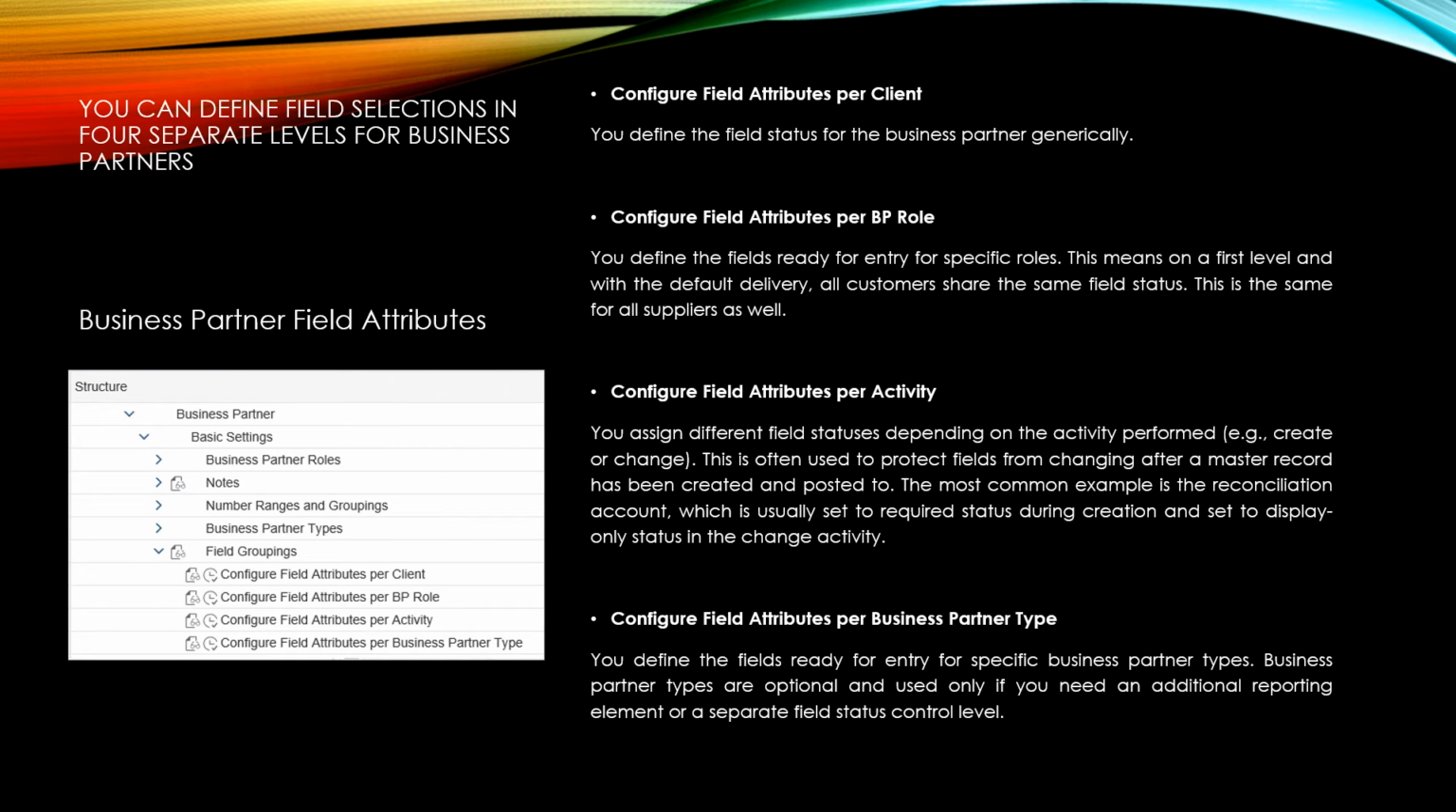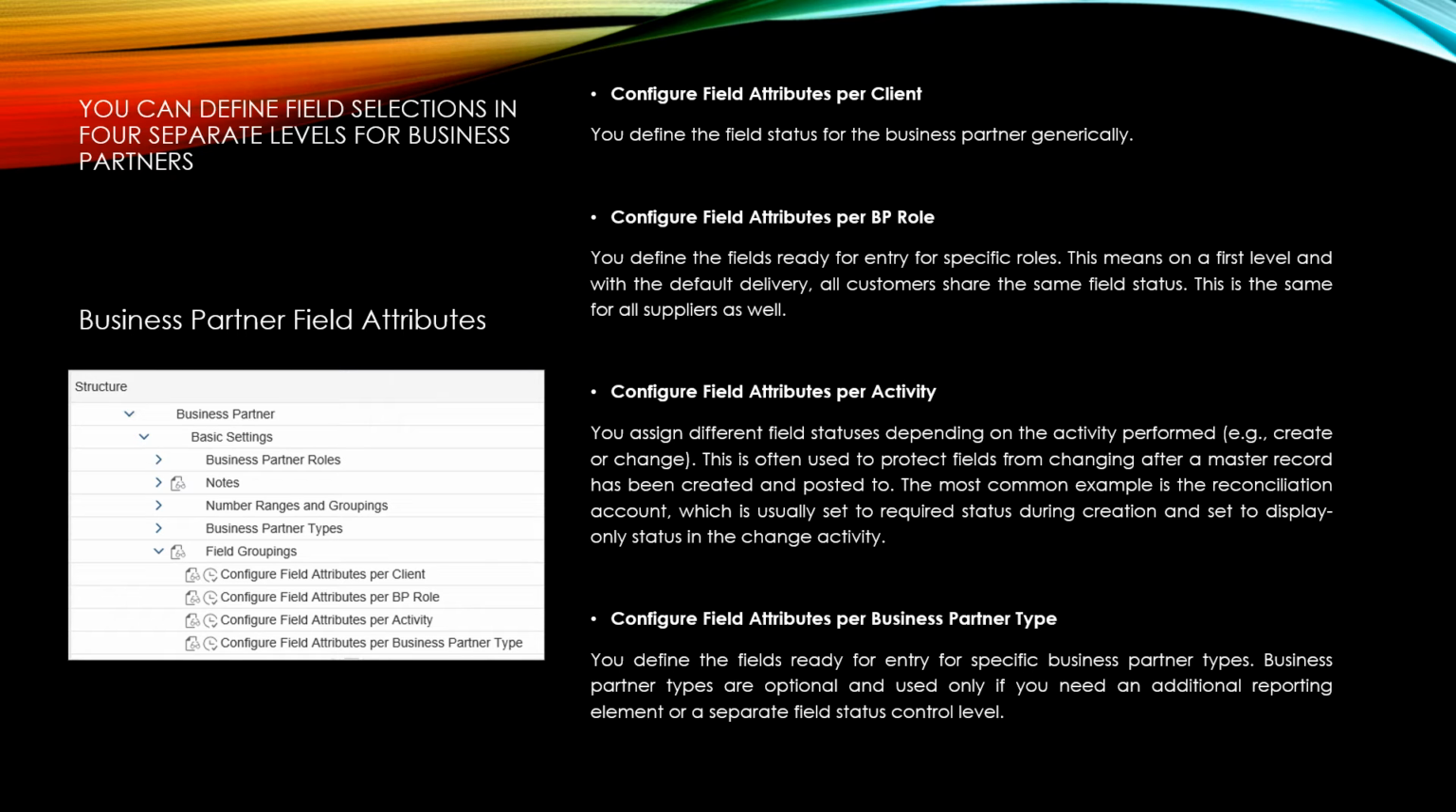Okay, so we can look at the config field, right? This is how we're going to set the attributes for configuring fields. So, business partner field attributes: you can define field selection in four separate levels for business partners. We've got clients, BP roles, activities, and then business partner types.